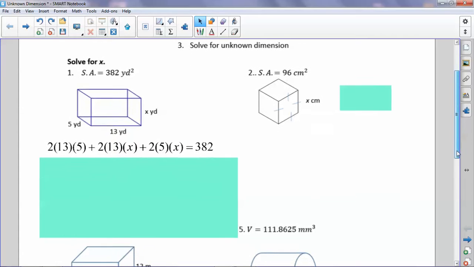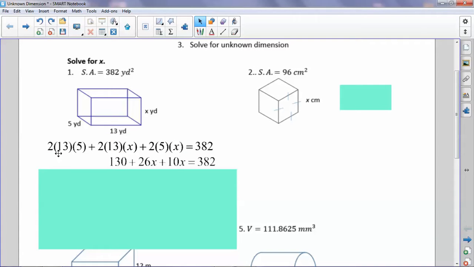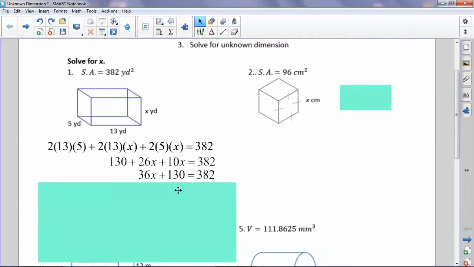The next thing we're going to do is combine our like terms and simplify. So we get 130 plus 26x plus 10x is equal to 382. Our like terms here are 26x and 10x, so 26x plus 10x would be 36x, plus 130 is equal to 382.